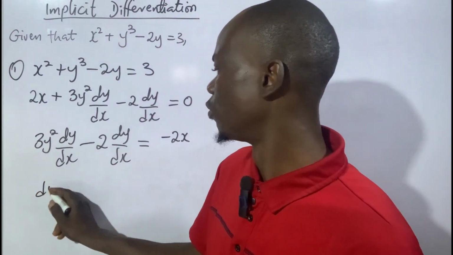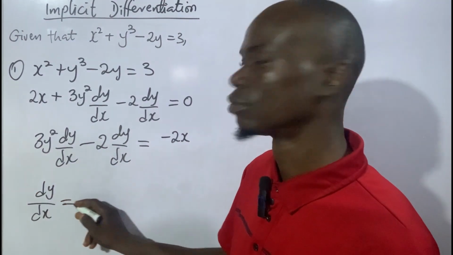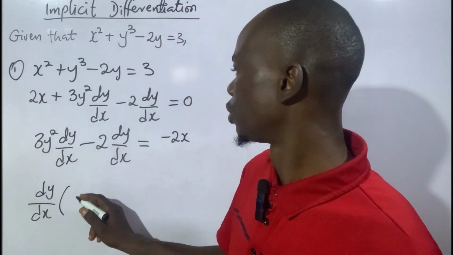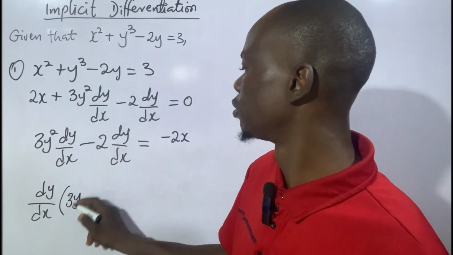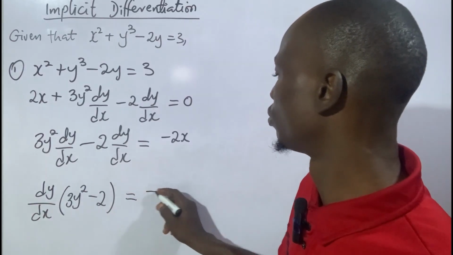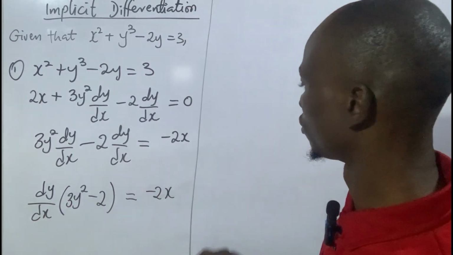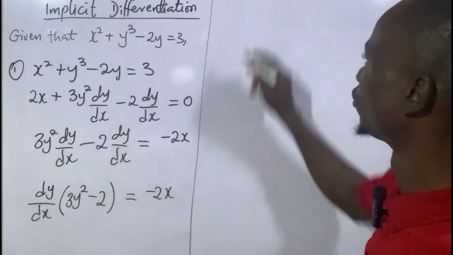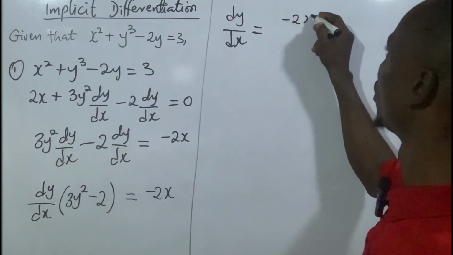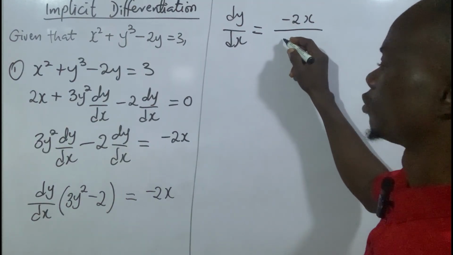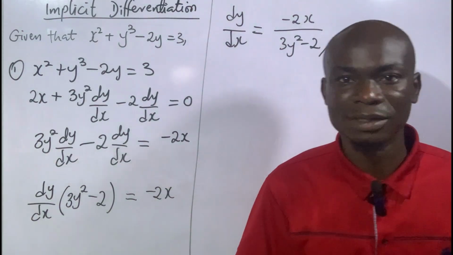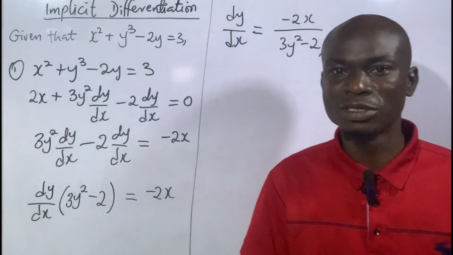dy/dx now is a common factor, so we have dy/dx times (3y squared minus 2), and this is equal to minus 2x. If we make dy/dx the subject of the formula, we have minus 2x all over 3y squared minus 2. So the first question is answered. Just follow your regular implicit differentiation.